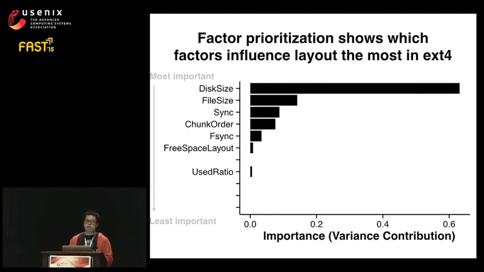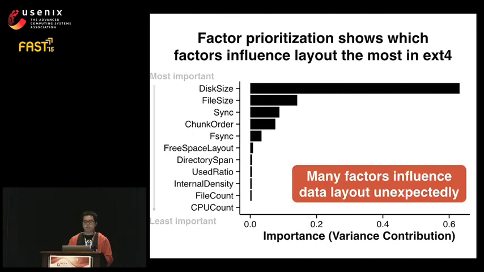We also find that the different styles of sync, the write order of the file, and fsync are very important factors. This tells us different write patterns can lead to very different data layouts. This is the whole list. And analysis like this tells us many factors influence data layout unexpectedly.